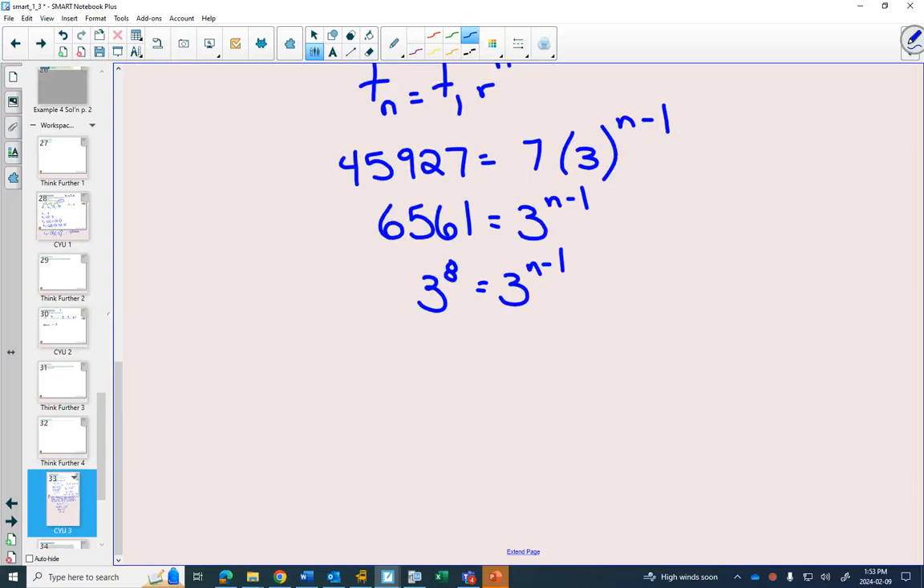9, right? If these are equal, does it make sense that what I circled in green has to be equal? And so something minus 1 is 8. And if you're struggling to see that is 9, yeah, we can talk. That's all good. So n would have to be 9.